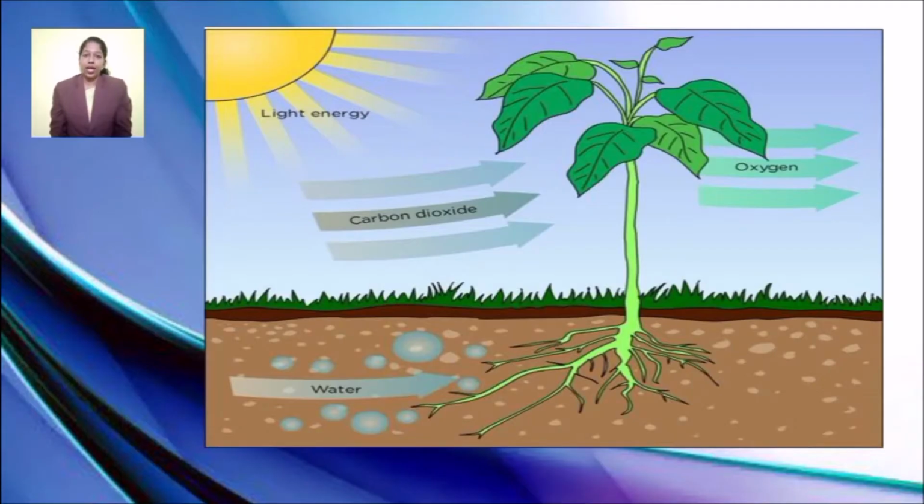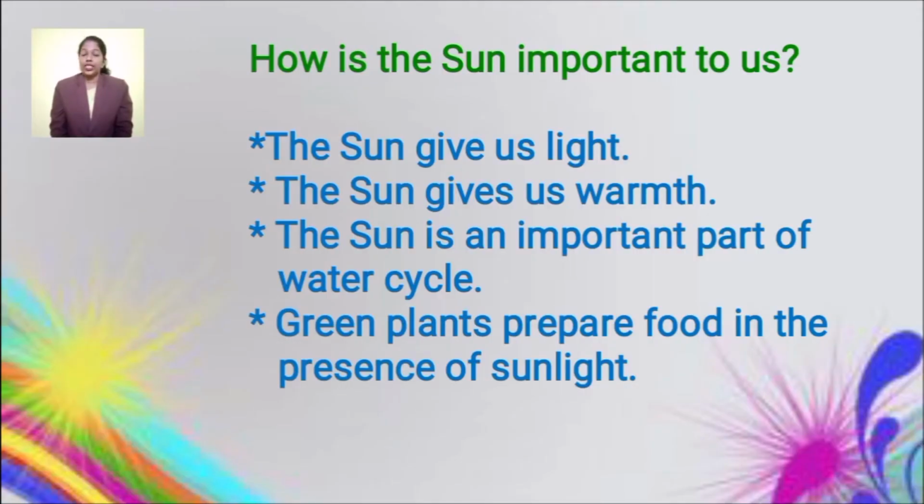Green plants prepare food in the presence of sunlight. And we have already studied that plants prepare their food by the process of photosynthesis. And we know, children, sunlight is very important for photosynthesis. So children, once again, how is the sun important to us? The sun gives us light. The sun gives us warmth. The sun is an important part of the water cycle. Green plants prepare food in the presence of sunlight.